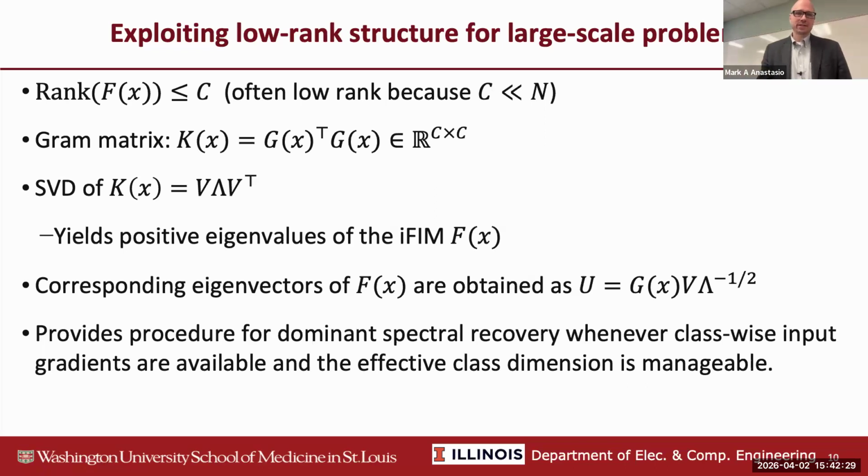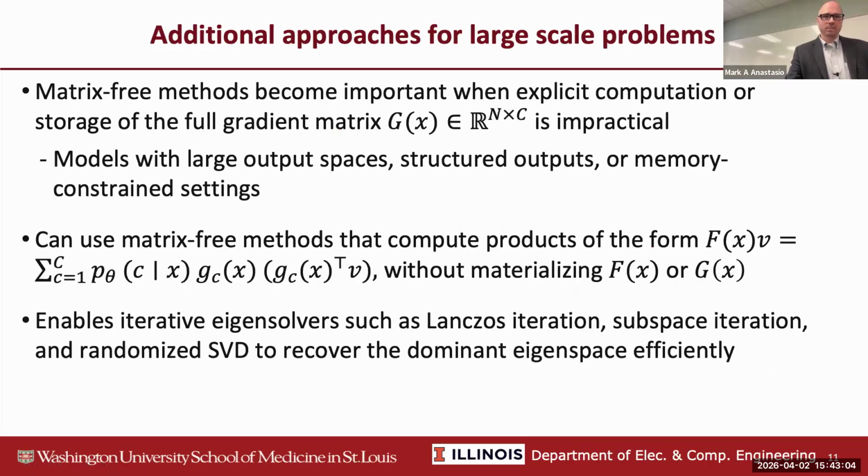So we can form a Gram matrix K of X as G of X transpose G of X. Now, instead of an N by N matrix, that matrix K is a C by C matrix, which is usually tractable. You can do SVD on that. You can yield the positive eigenvalues of F of X, and we can obtain the corresponding eigenvectors of F of X by G, V, and gamma to the -1/2 power. Okay, so this provides a procedure for the dominant spectral recovery when class-wise input gradients are available and the effective class dimension is manageable. More generally, there are iterative approaches to this.